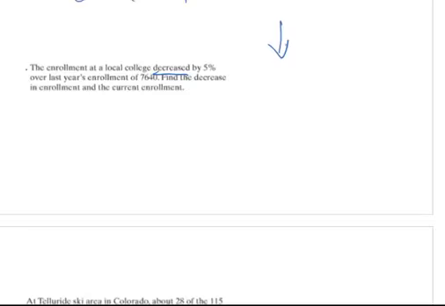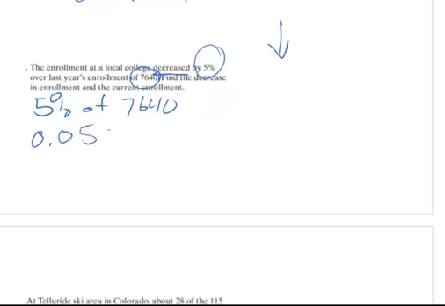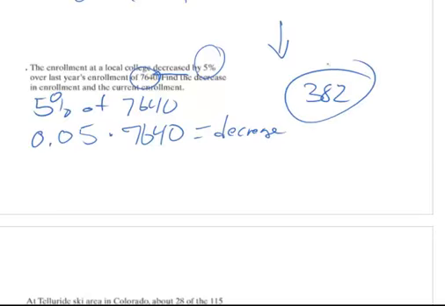Okay, so let's see if we can figure this one out. It's telling me that we used to have 7,640 people, and we lost 5% of that. So I want to figure out what 5% of 7,640 would be. 5% as a decimal is 0.05 times 7,640. That's going to be the amount of my decrease. So I'm going to take my calculator. I'm going to take 0.05 times 7,640. I'm coming up with 382. That's how many students we lost.